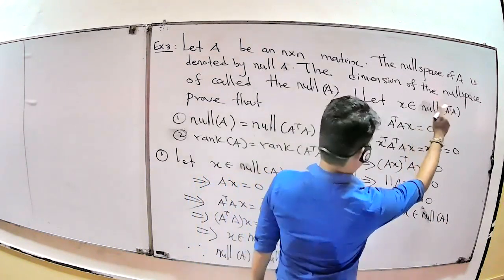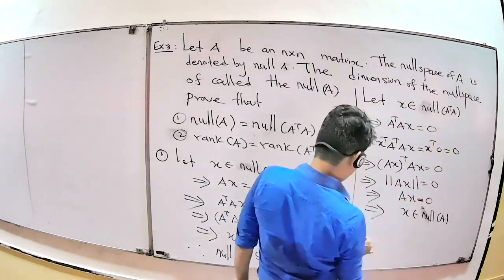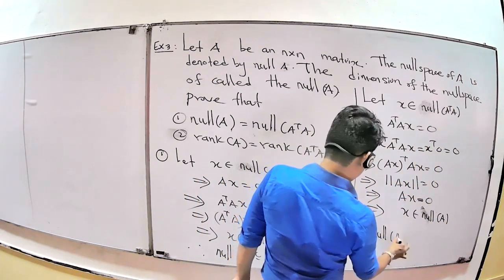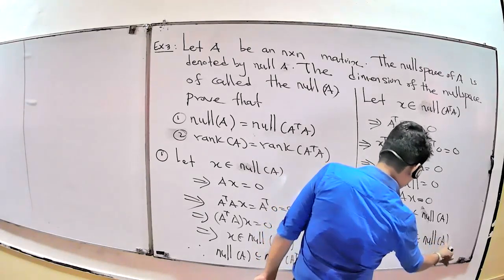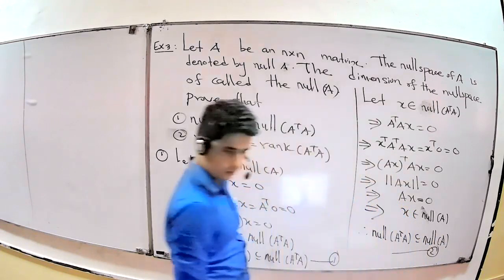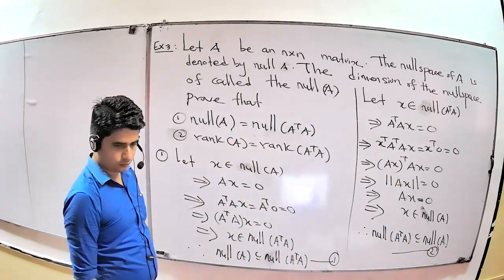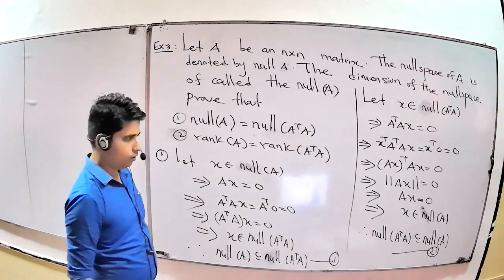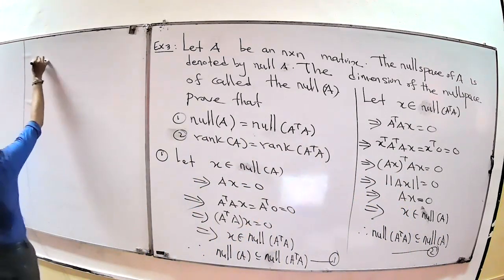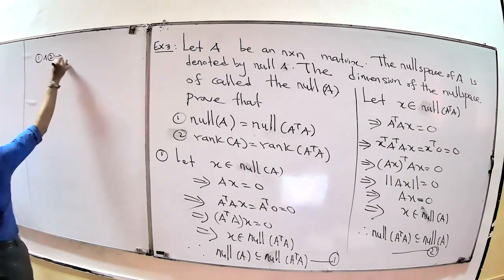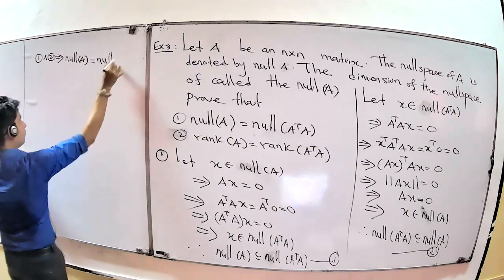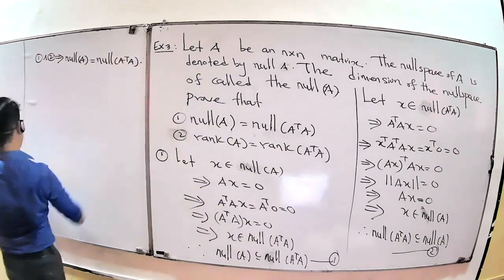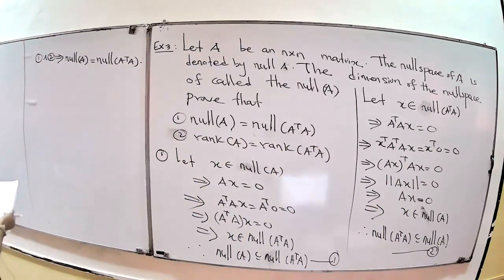We took x belonging to null of A transpose A, and now we proved x belongs to null of A. Therefore, null of A transpose A is a subset of null of A. It is the second one. From both, you will get null of A equals null of A transpose A.